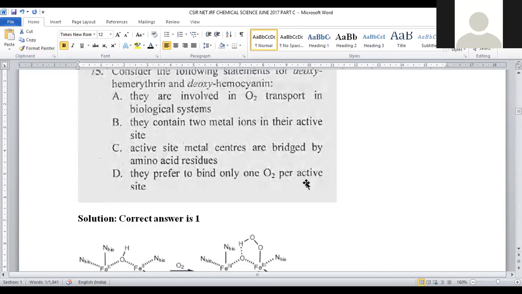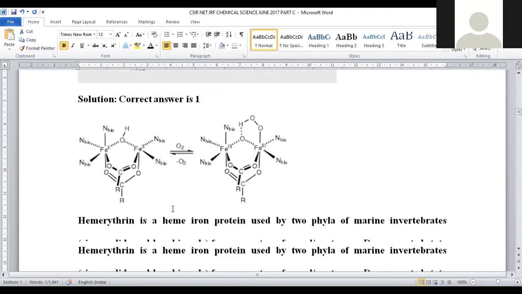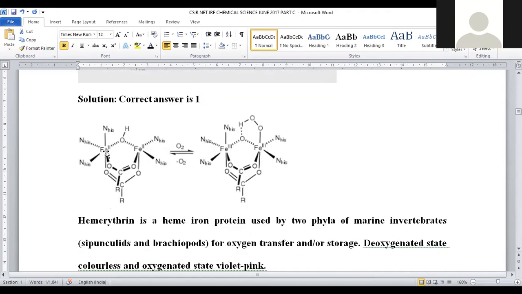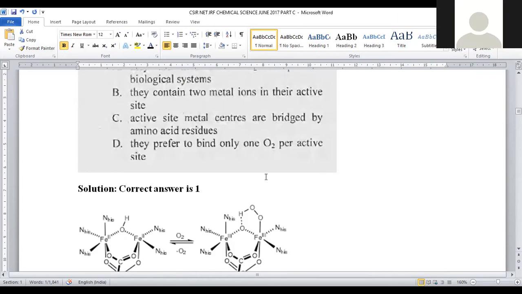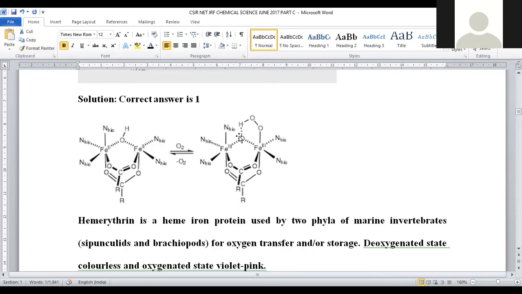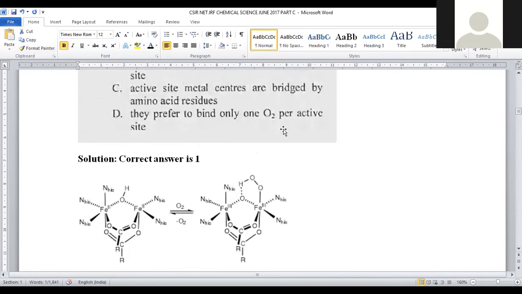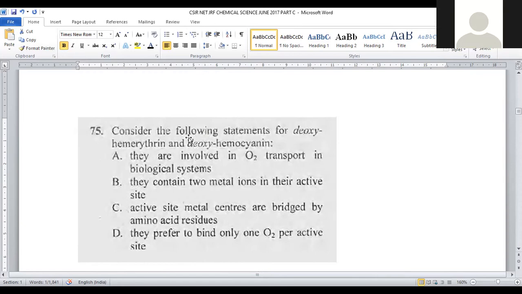They prefer to bind only one oxygen per active site. No. When you consider here, iron is linked with 2 oxygen atoms, here copper is linked with 1 oxygen atom. So 1 metal, 1 oxygen is not a correct statement. 1 metal, 1 oxygen, and 1 metal, 2 oxygens are also possible. That's why statement number 4 is also not a right answer. Deoxyhemerythrin and deoxyhemocyanin both are involved in oxygen transportation in the biological system. This is the exact statement for question number 75. So option number 1 will be the right answer.